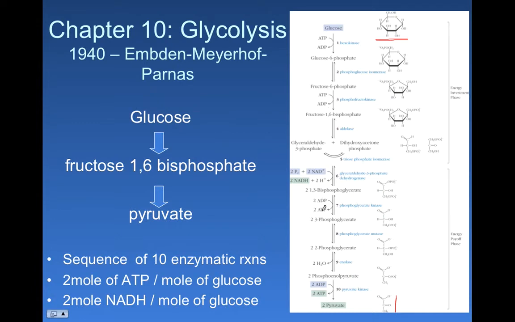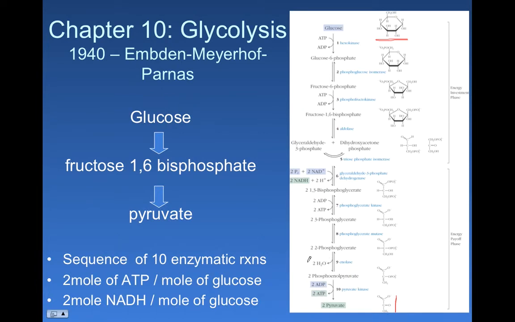We're making 2 ATPs down in step 7. We're making another 2 ATPs down in step 10. So if we think of ATPs, which seems to be a big thing we want from metabolism, we're using 2, we're gaining 4, and so the net ATP production as we convert 1 glucose to 2 pyruvates is 2 ATPs.